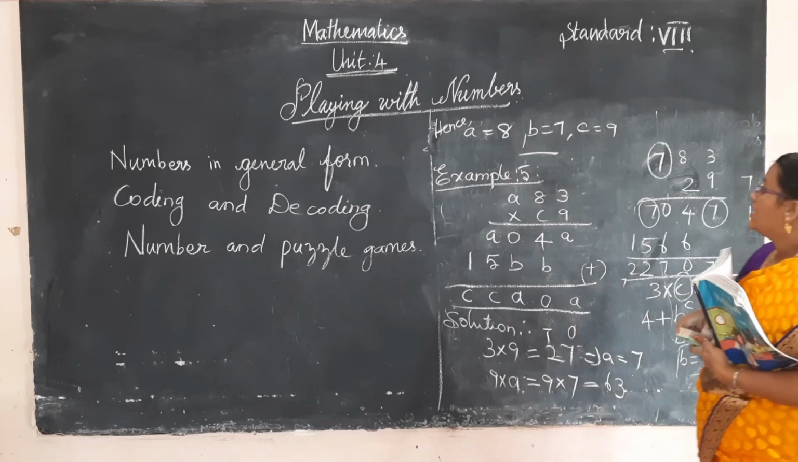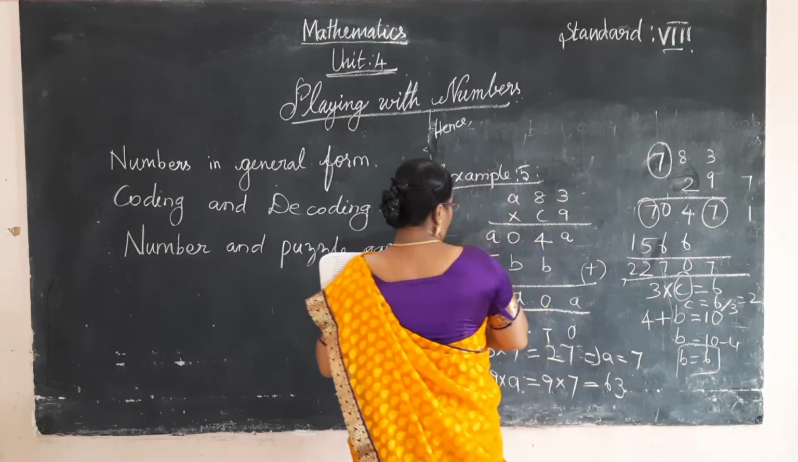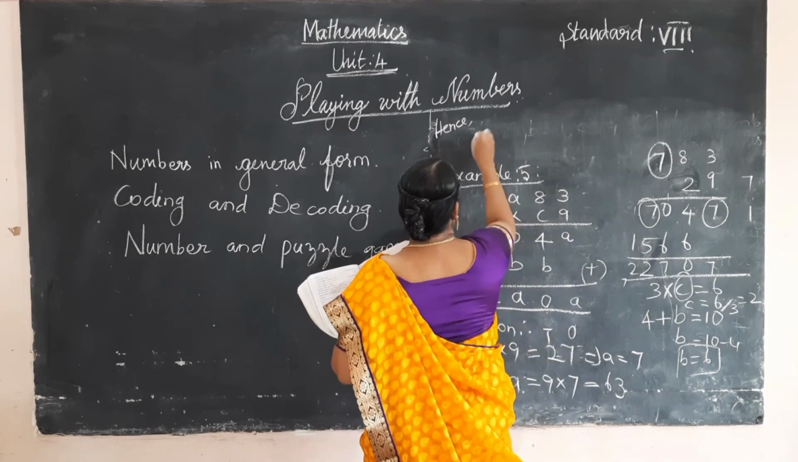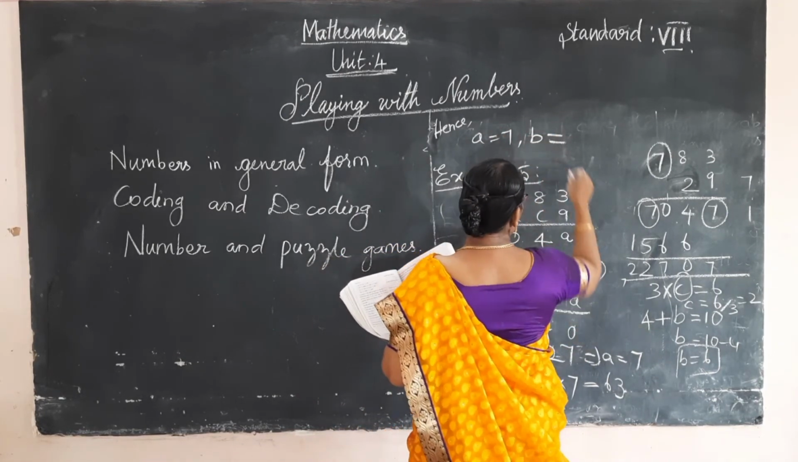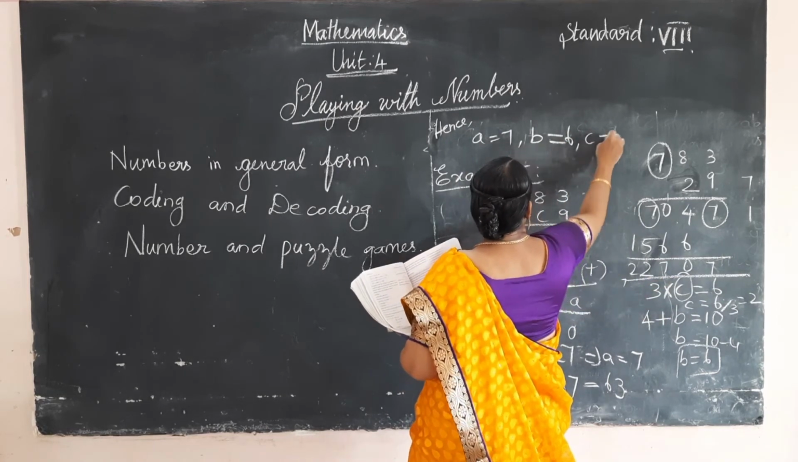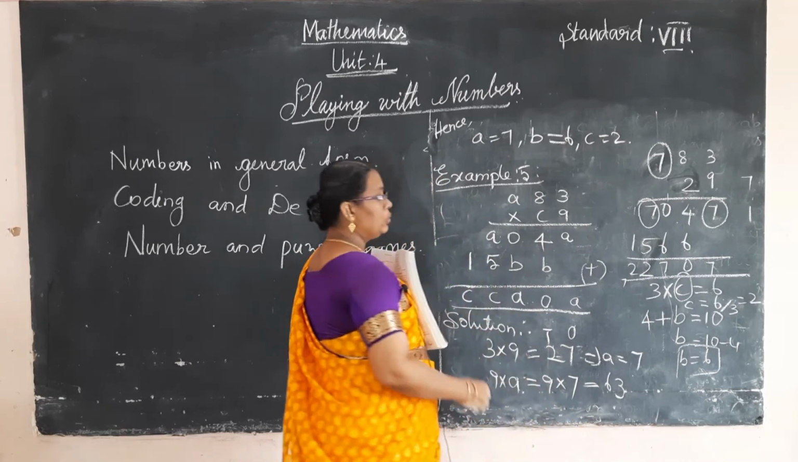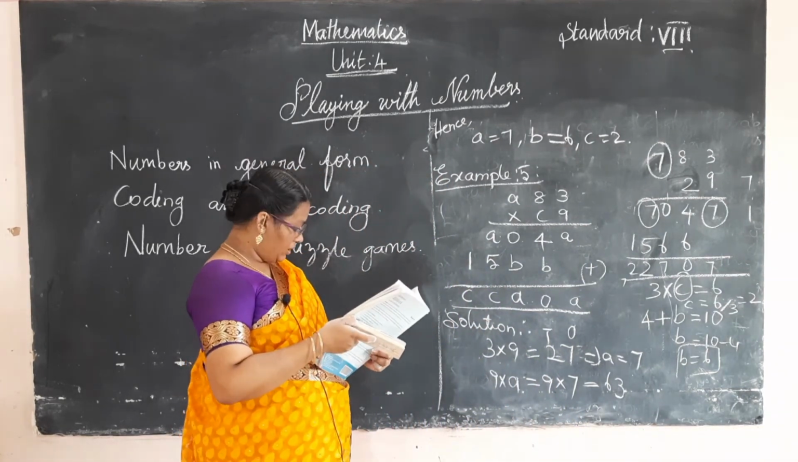So thus the result: hence A is equal to 7, B is equal to 6 and C is equal to 2. Okay, very clear? Now move to the next one of that.